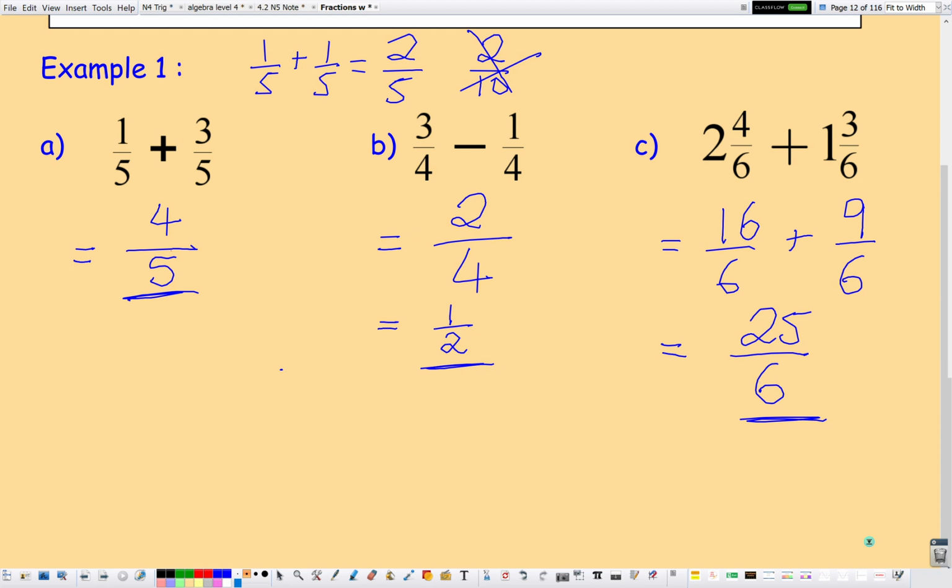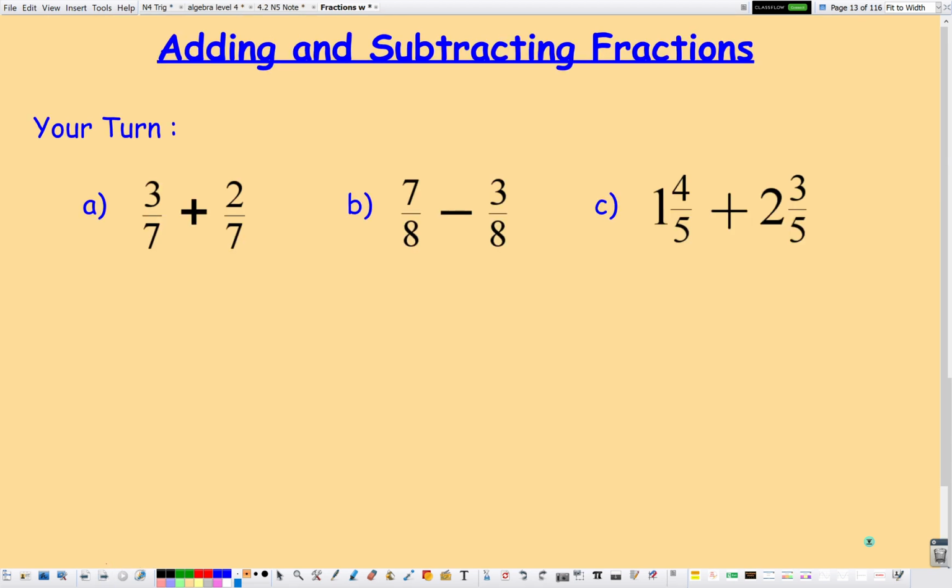Okay, I've got 3 very similar examples that I want you to try just now. I'm going to give you 2 minutes to do them. This shouldn't take you very long. Just remember that denominator never changes. Okay? Here's your 3. Go. 2 minutes, giving you till past.